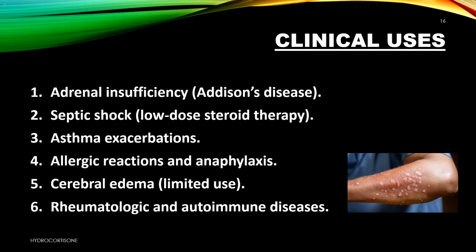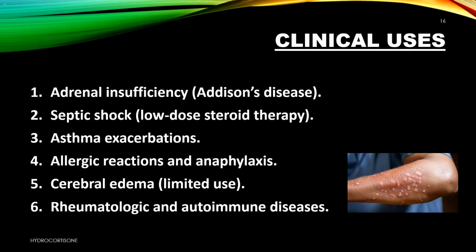Hydrocortisone is used to treat severe asthma exacerbations, reducing inflammation and improving respiratory function. 4. Allergic reactions and anaphylaxis. Hydrocortisone is used to treat severe allergic reactions, including anaphylaxis, to reduce inflammation and prevent further reactions. 5. Cerebral edema. Hydrocortisone may be used in limited cases to manage cerebral edema (brain swelling), although its use is typically reserved for specific situations.